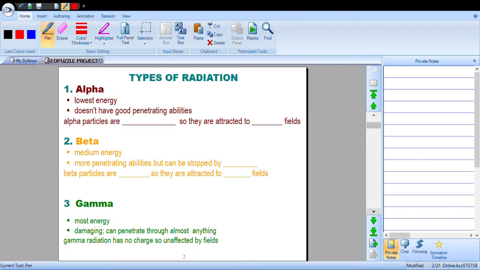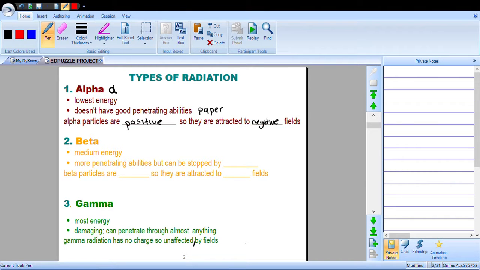Target 1. The types of radiations. There are 3 types of radiation: alpha, beta, and gamma. The first one is alpha. The symbol for alpha looks like this. Alphas have the lowest energy, and they don't have good penetrating skills, so they can be stopped by materials like paper, which is pretty weak. Alpha particles are positive, so they are attracted to negative fields.